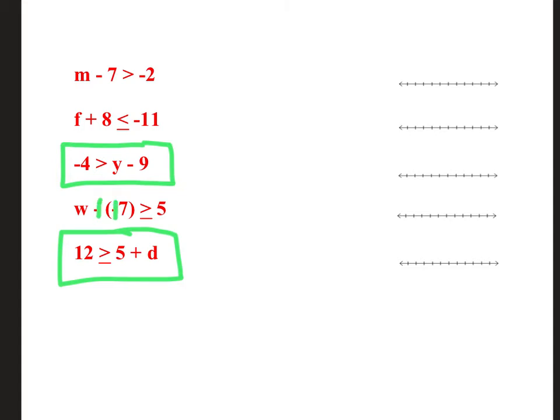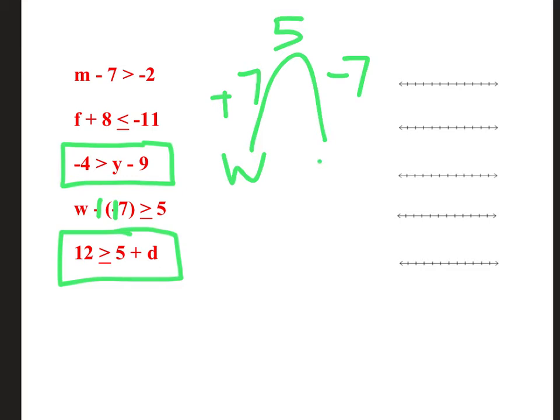Then I'm just looking at, there was a W that they added 7 to and they got 5. I'm going to subtract 7, which gets me -2, and then I put my symbol back in, greater than or equal to. So W is greater than or equal to -2.